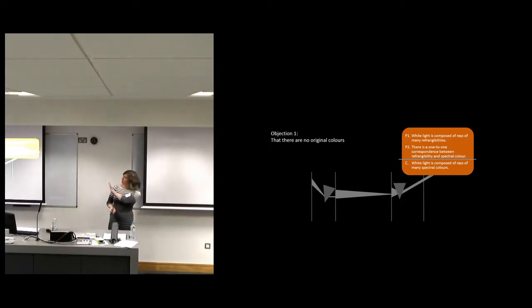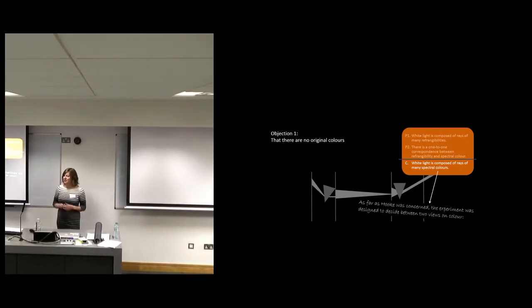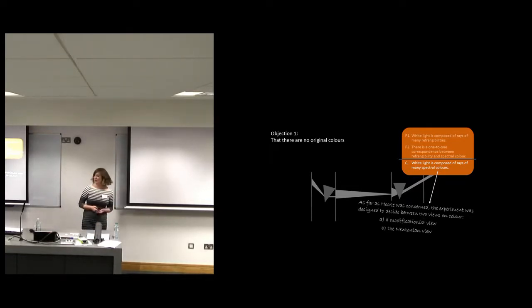Basically, the mistake that Hooke was making here was thinking that this was the result of the experimentum crucis, that white light is composed of rays of many spectral colours. So as far as Hooke was concerned, the experiment was designed to decide between two views on colour: a modificationist view, and the Newtonian view. And so here's how Hooke probably saw the experiment.